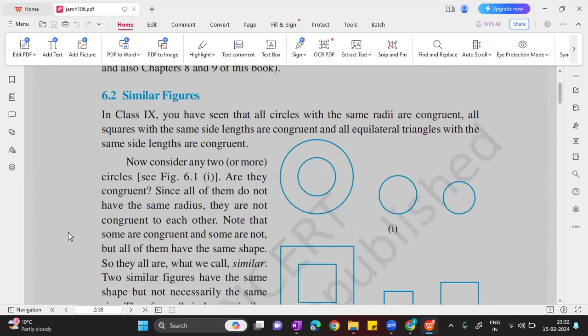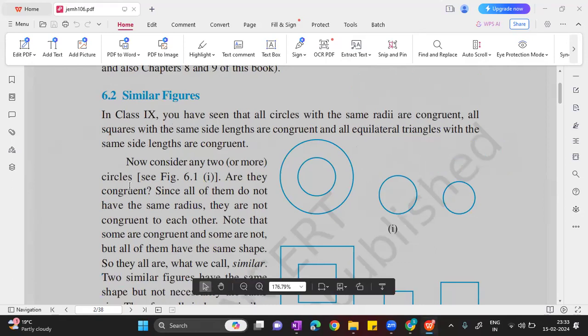It says in class 9 you have seen that all circles with the same radii are congruent. What is the meaning of congruent, Manya? Congruent means same circle, exactly the same, no difference. These are called congruent circles, right? But here, if I draw a circle with a smaller radius, even a smaller radius, these all are called similar circles. Yes or no? Yes. Similar circles.